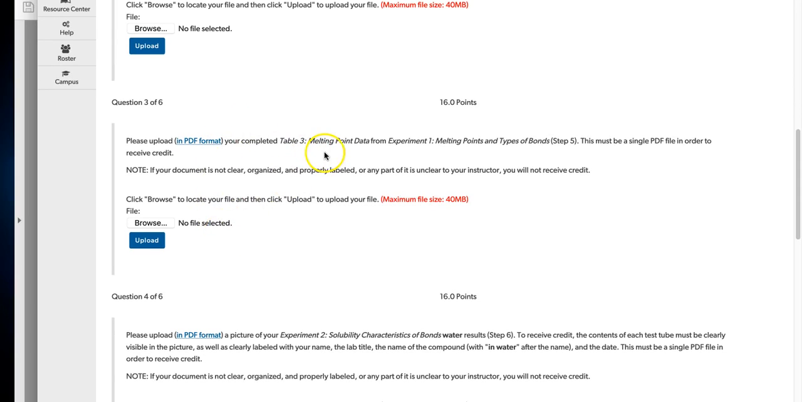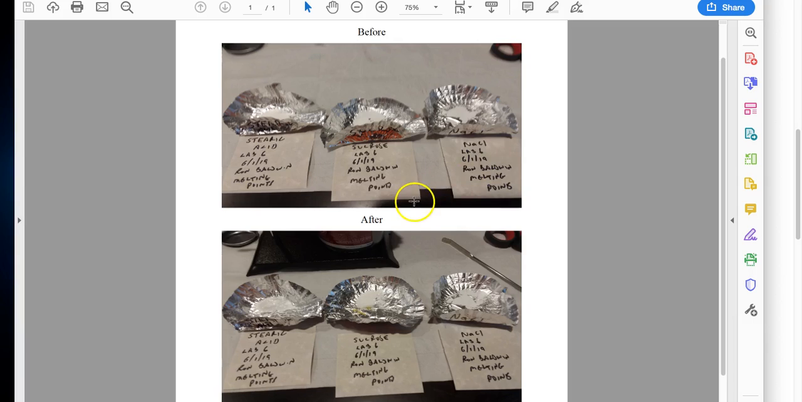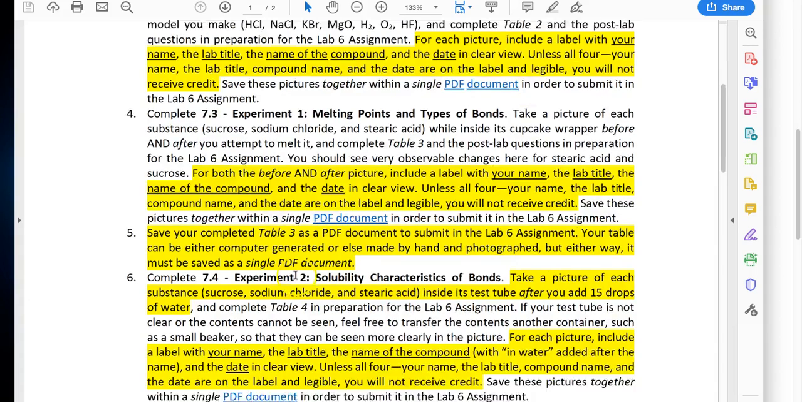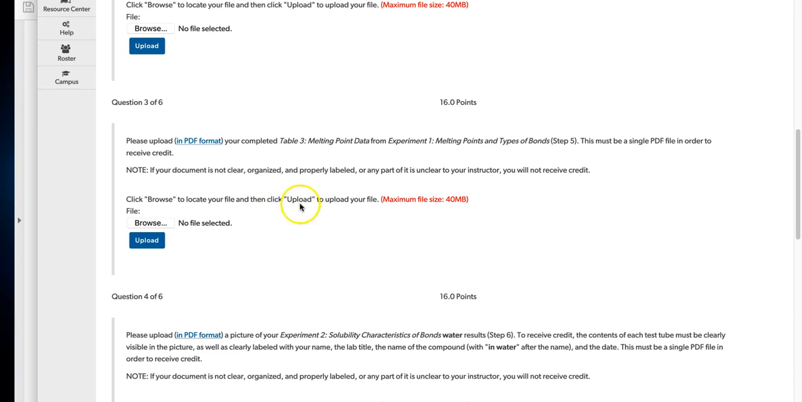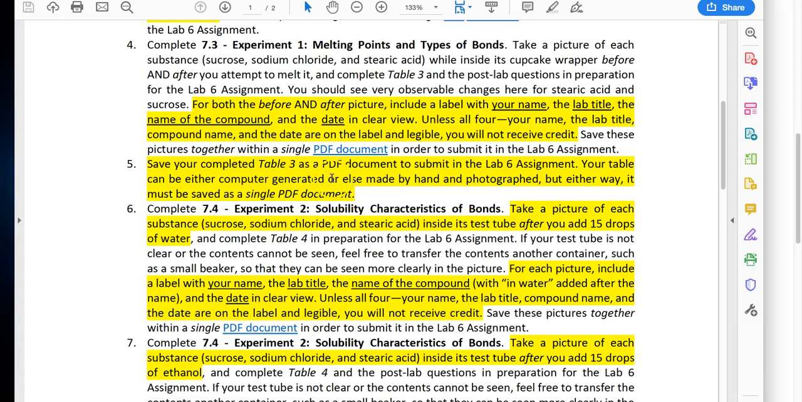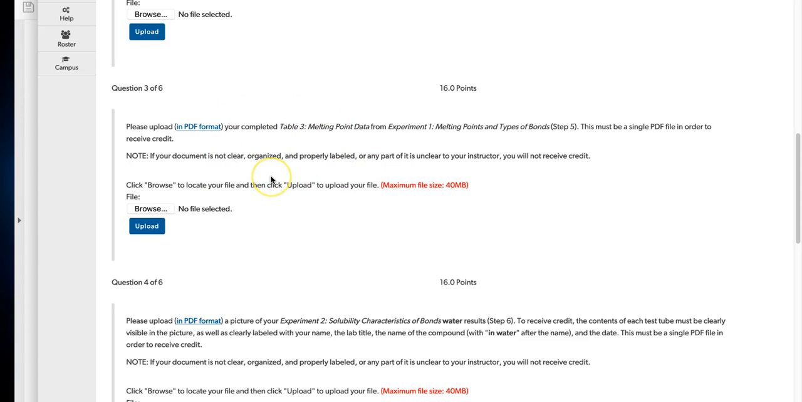Question 3, your completed Table 3, melting points and types of bonds. That was Table 3, the third highlighted section here. Save your completed Table 3 as a PDF. This is going to be your Table 3.